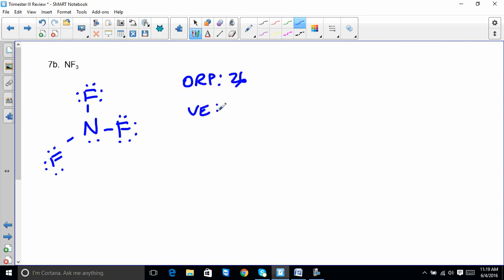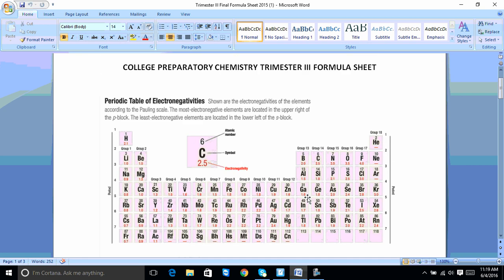VE is also 26 because nitrogen's in group 5 and fluorine's in group 7. And again, I probably should show this. Let's go up here. This is how this works. This is group 1, 2, 3, 4, 5. There's nitrogen in group 5. 6, 7. There's fluorine in group 7. So on this chart over here, 13, 14, 15, 16, 17, 18, it's the last number. So 18 is 8, 17 is 7, 16 is 6. So that's how the valence numbers go.